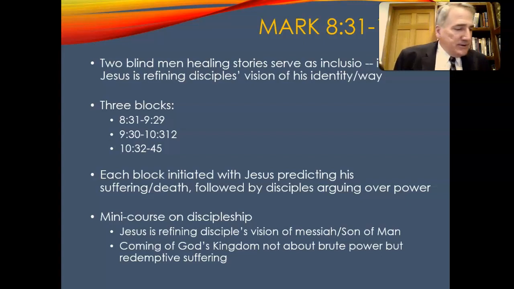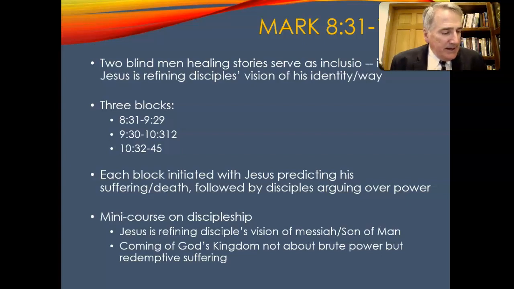If we look at chapter 9, verse 30, Jesus predicts his death, and immediately after he does so, what happens? Well, the disciples start to argue with each other about the meaning of who's the greatest in the kingdom, right? And Jesus says, the last shall be first, the first shall be last. Then in chapter 10:32, Jesus again predicts his death, and what follows? It's this argument, where James and John want to be on his right hand when he comes into his kingdom.